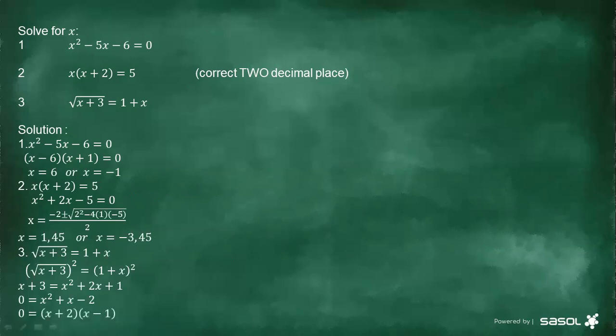Like we see 0 equals x squared plus x minus 2. Then we factorize it, and then we have the values of x. x is not equal to -2, or x equals 1. Now, why will x not be equal to -2?